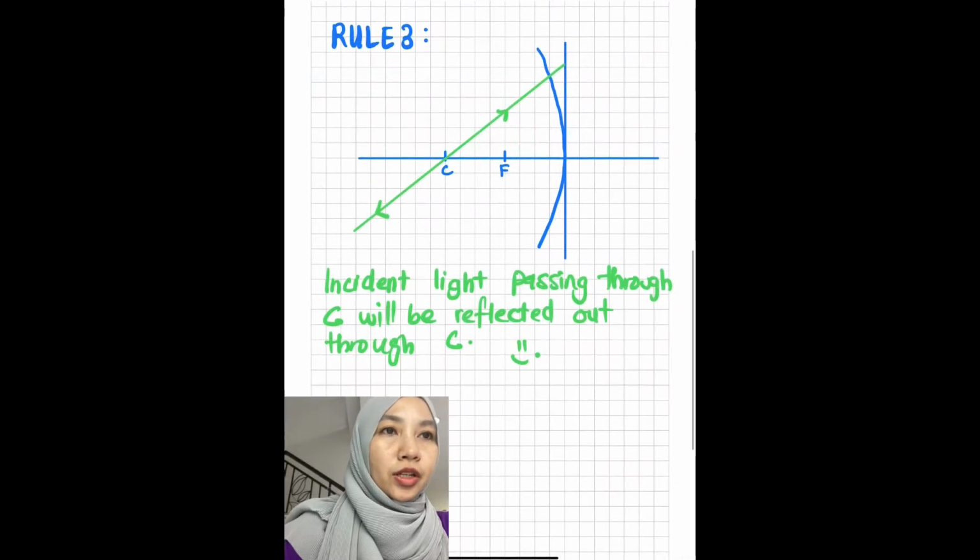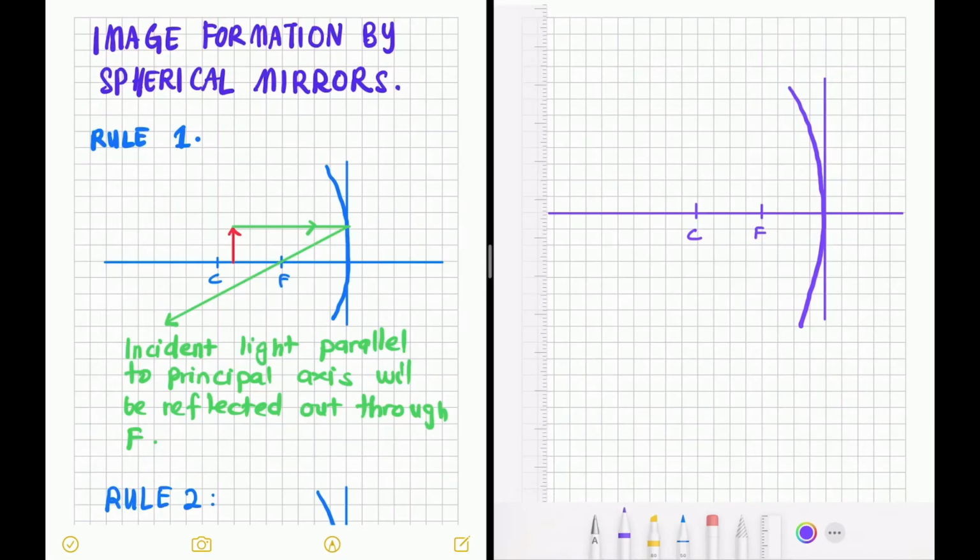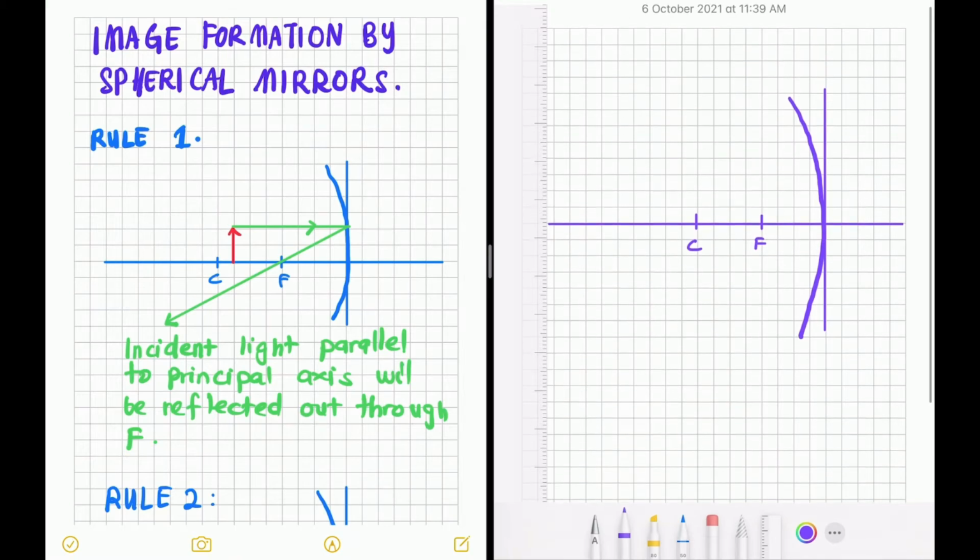For rule number 3, any incident ray which is passing through C will be reflected out through the same path with opposite direction. Now let's draw the ray diagram using these 3 rules.